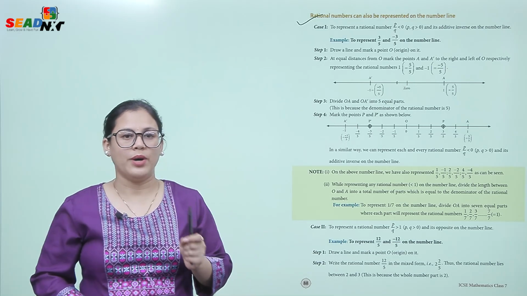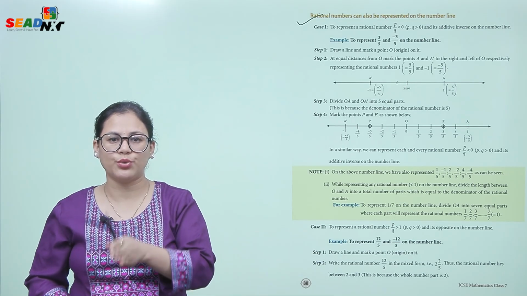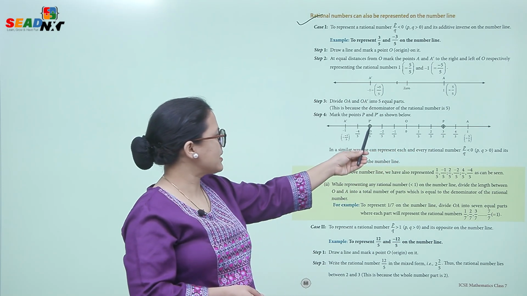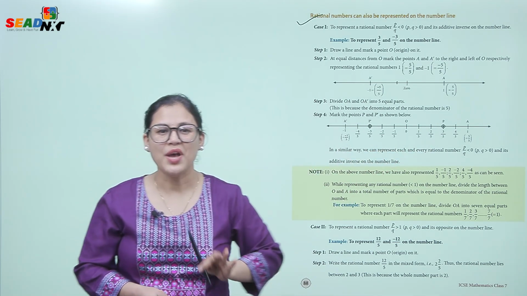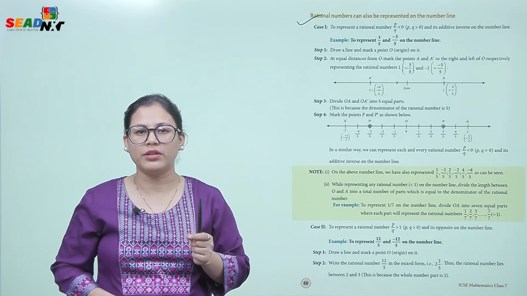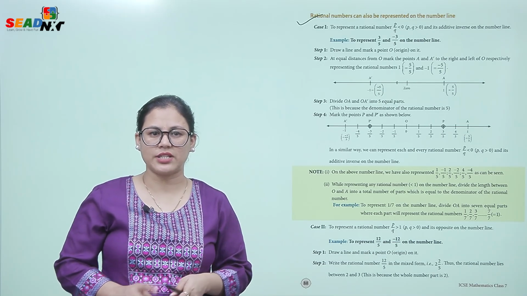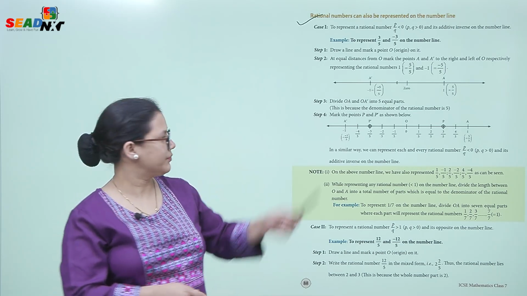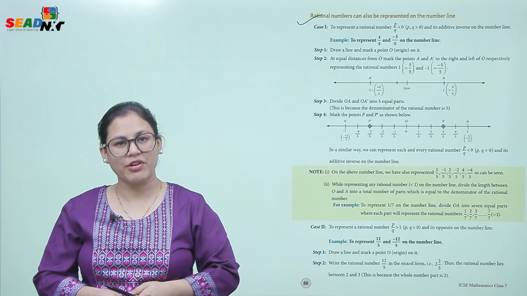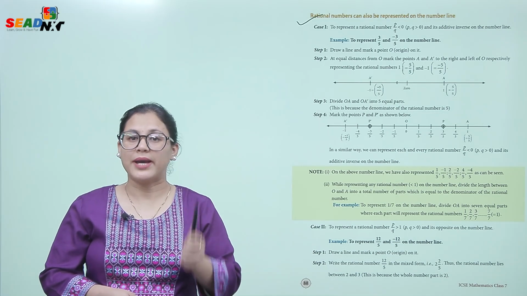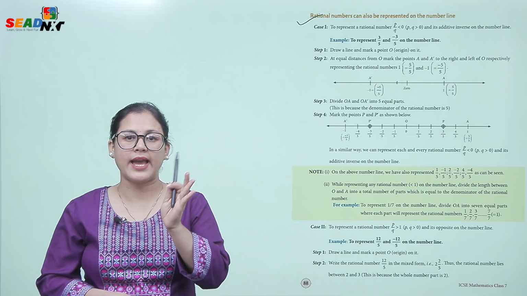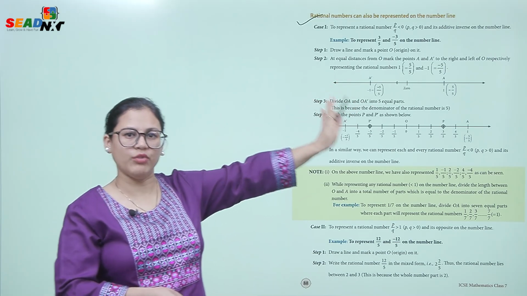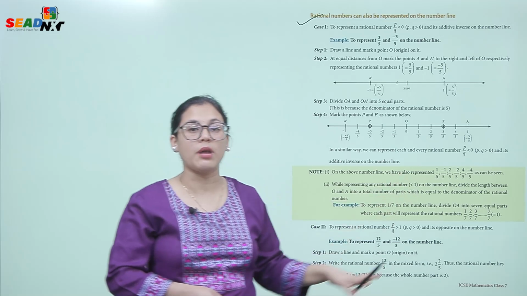Step 4, mark the point P and P dash as shown below. So this is P and this is P dash. So in a similar way, we can represent each and every rational number p by q less than 0 and its additive inverse on the number line. Note number 1, on the above number line, here we have also represented 1 by 5, minus 1 by 5, 2 by 5, minus 2 by 5, 4 by 5 and minus 4 by 5 as can be seen. So जो rational numbers हमें दिए गए थे हमने वो तो represent किए, साथ ही साथ दूसरे rational numbers को भी represent किया.